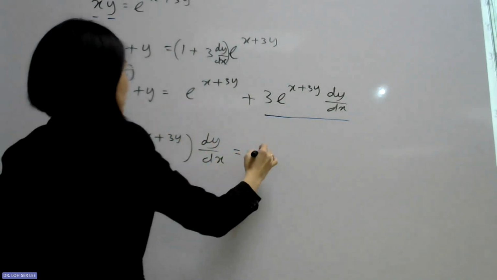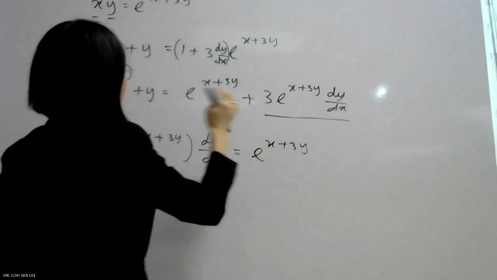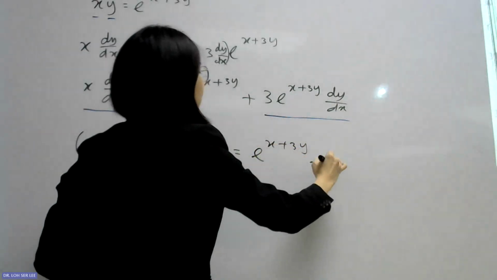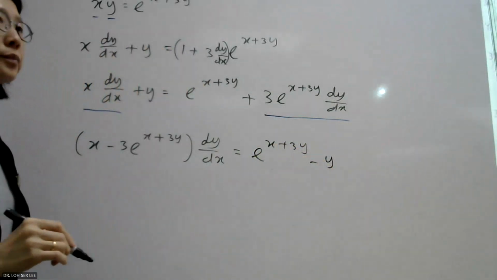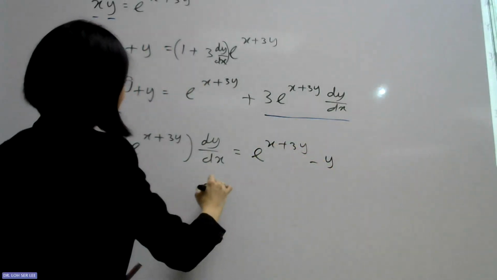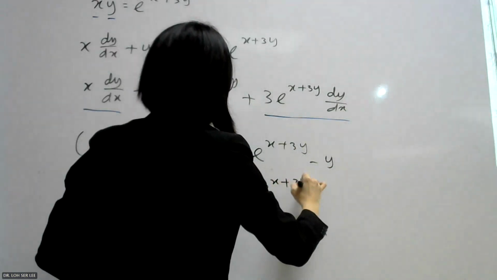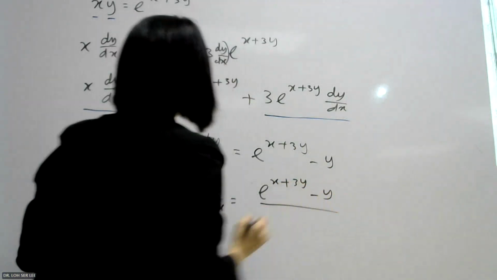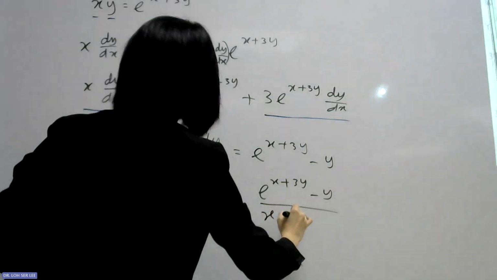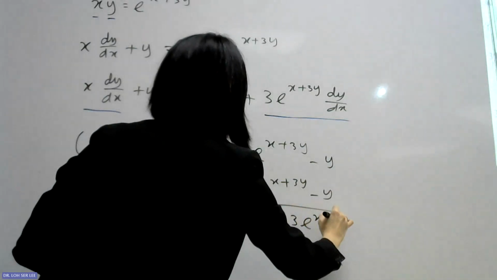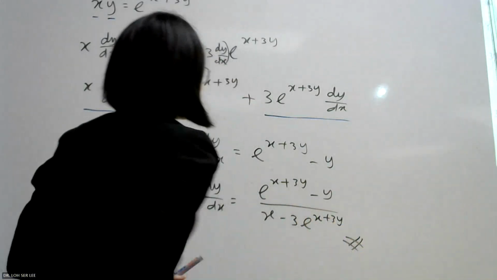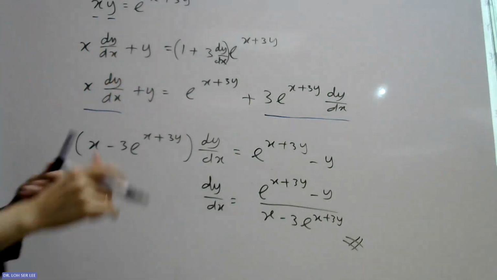Then exponential function minus y. Then finally, we can get the dy dx over this x minus 3e. This is your dy dx.